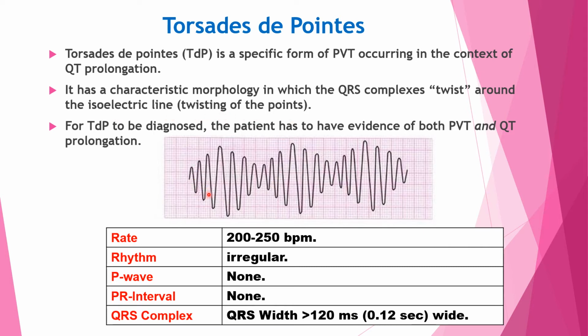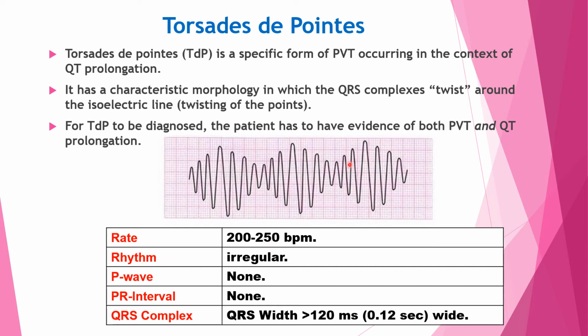Look here, the waves: up, down, up, down. See, this is torsades de pointes with wide QRS. So the patient has polymorphic ventricular tachycardia, plus there is evidence of QT prolongation. So this is torsades de pointes. The rate is between 200 to 250 beats per minute.